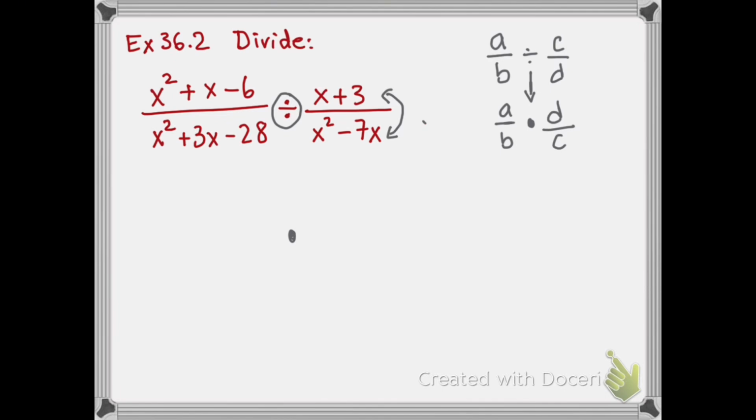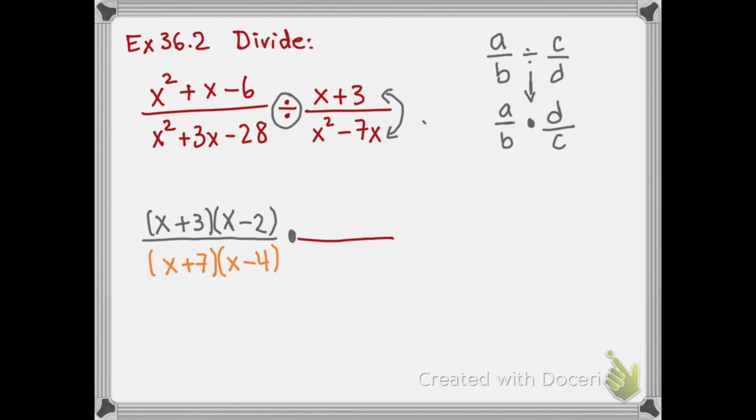So let's do it. For the first one, we have to just factorize. It's ready. So we're going to find factors of negative 6 that added give me positive 1, and the answer is 3 times negative 2. For the bottom, I'm going to do the same. Factors of negative 28 that added give me positive 3. And the answer is plus 7 minus 4. Now, we're going to write the x plus 3 that is on the top, we're going to write it on the bottom here.